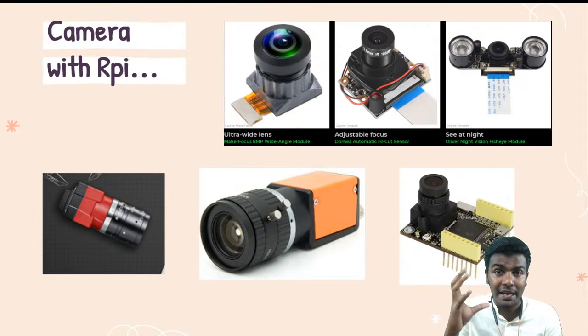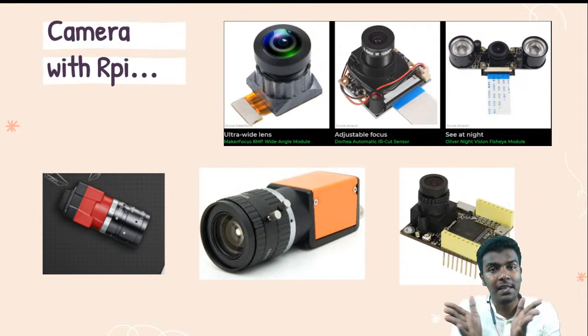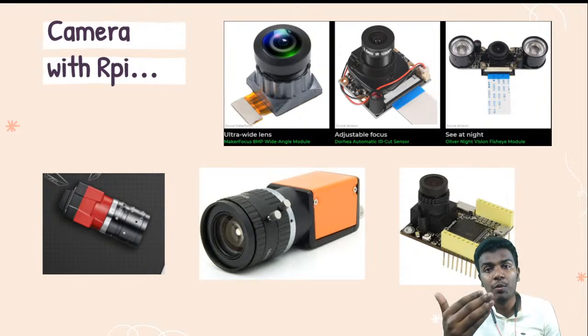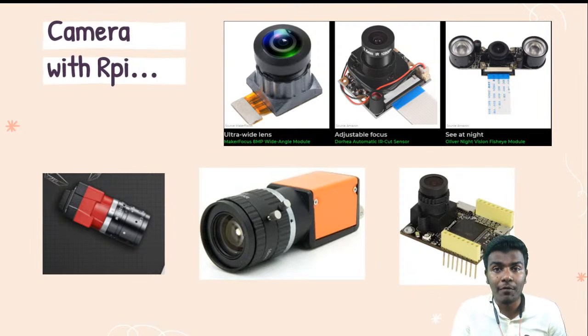Like how wide the view angle is for a normal camera, what the zoom in and zoom out are, and autofocus. There are a lot of parameters. So we need to choose the cameras for the application we really want, or where we really want to work. So that is about the camera with the Raspberry Pi.